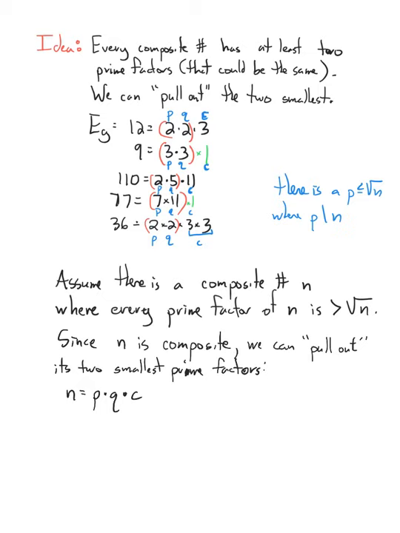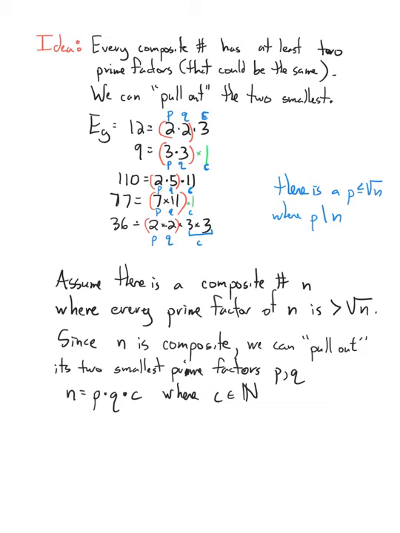Let's actually name these prime factors, p and q. They're its two smallest prime factors, and c is the rest. So let's tell people what c is, where c is just some number. That could be 1, but it's definitely a whole counting number.